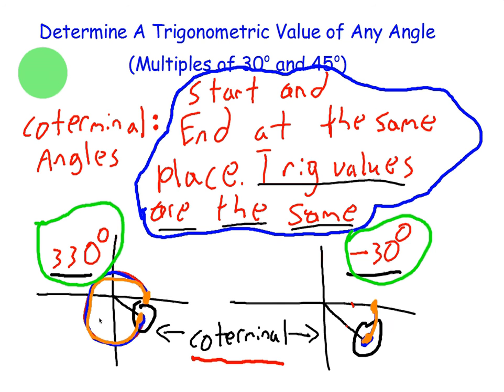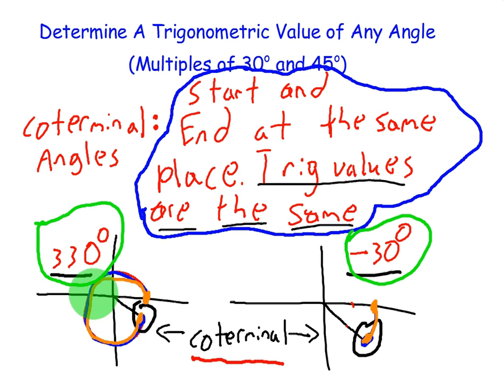We're going to look beyond 0 and 360 degrees today and figure out some trig values of either really big angles, bigger than 360, or angles that are smaller than 0. So, first of all, it's important to talk about what a coterminal angle is. Well, two angles are coterminal if they start and end at the same place.